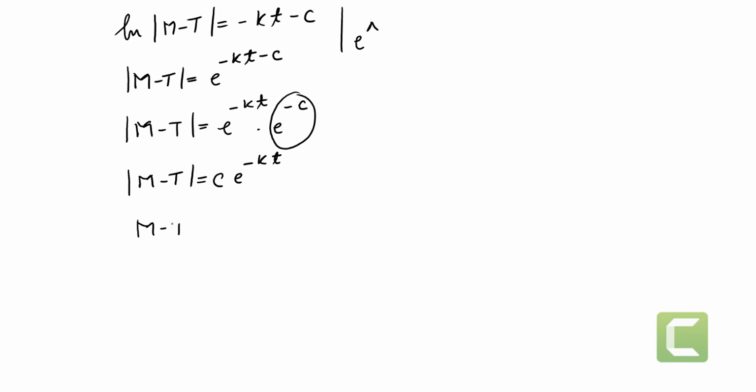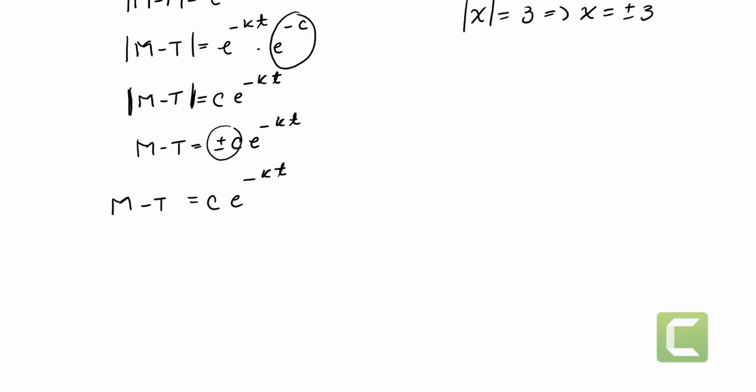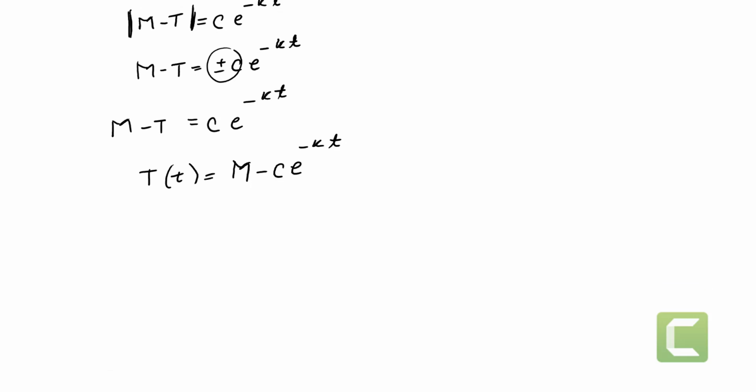Now M minus T is going to be plus or minus C e to the negative kt because of this absolute value, which is like if I have absolute value of x equals 3, x can be plus or minus 3. So again, we compress it back into a constant. So M minus T equals C times e to the negative kt. So the temperature T at any time is going to be M minus C e to the negative kt. And for some initial conditions, we can find k and we can find C.